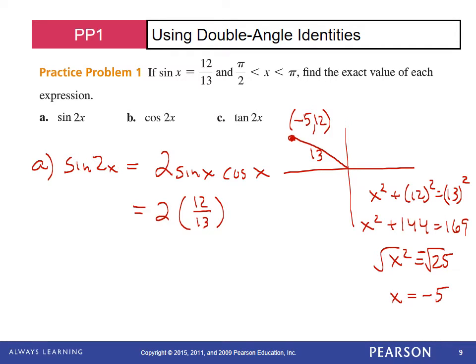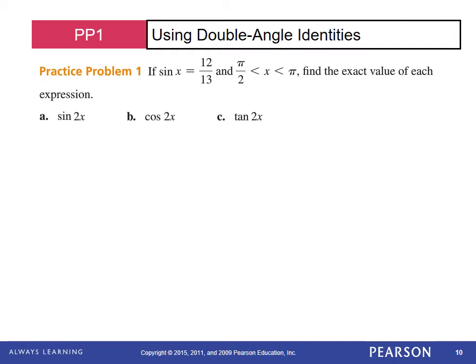So notice on the example problem, they did it by means of identities. This one, I did it by means of the unit circle. Again, it doesn't matter which one you choose, you're still going to wind up with the same thing. All right, let's plug it in and solve. So cosine is -5/13. All right, multiplying together gets you -120/169. So that's part A.